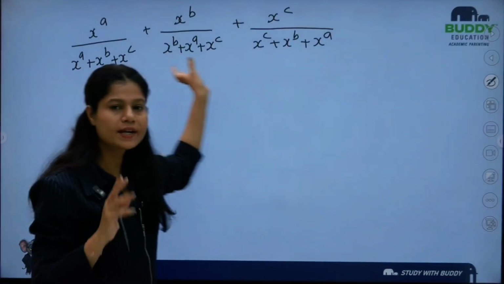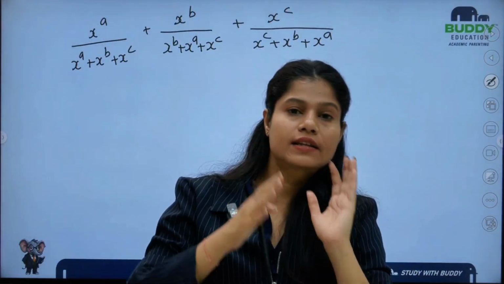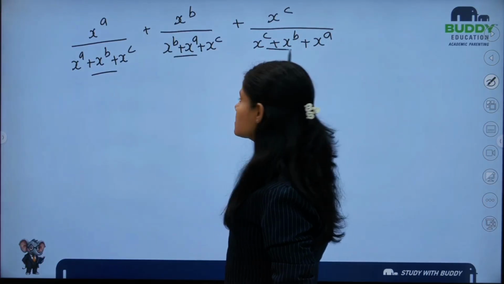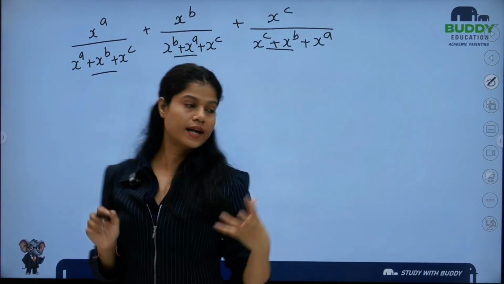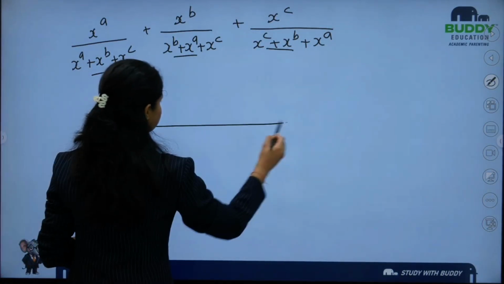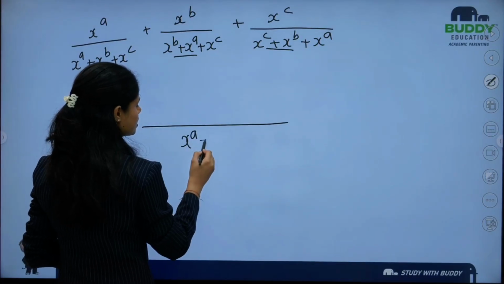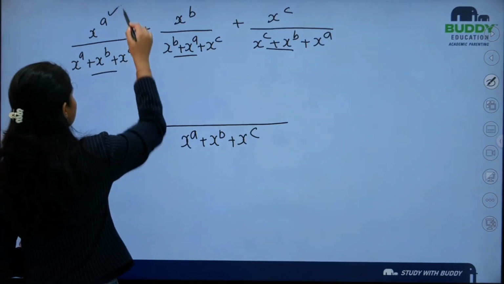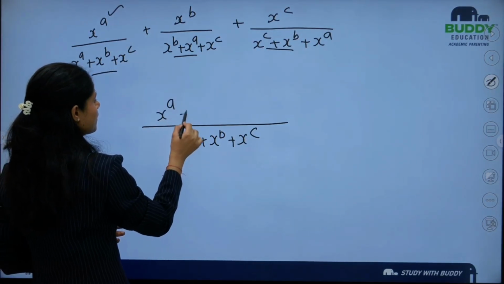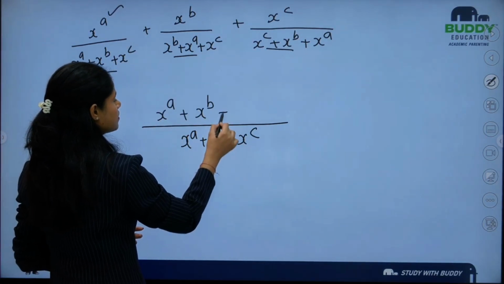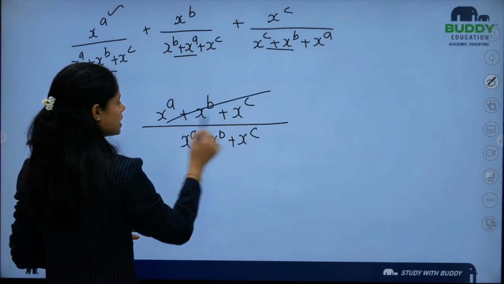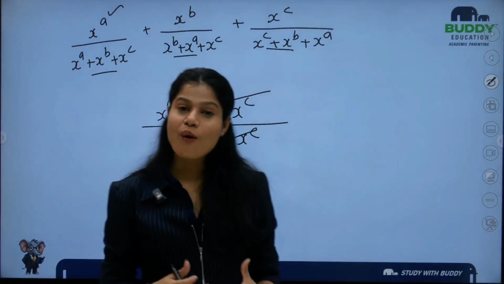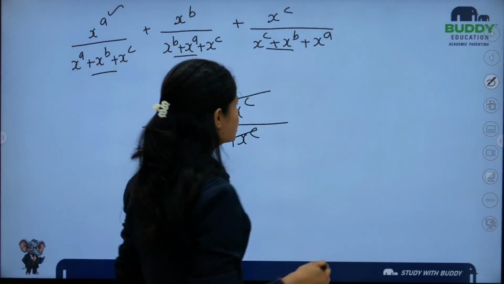See, either you write 1 plus 2 plus 3 or you write 3 plus 2 plus 1, they are all the same thing, means this thing and this thing, everything is the same, right? So again, just take the LCM. LCM will be x raised to the power a, x raised to the power b and c. So from here, this will be x raised to the power a. From the second part, this will be this and this, and you can see again they are the same, so this whole thing will be equal to 1, and that's all you have to prove in this question.